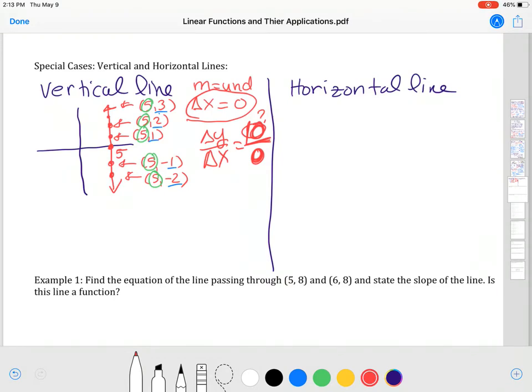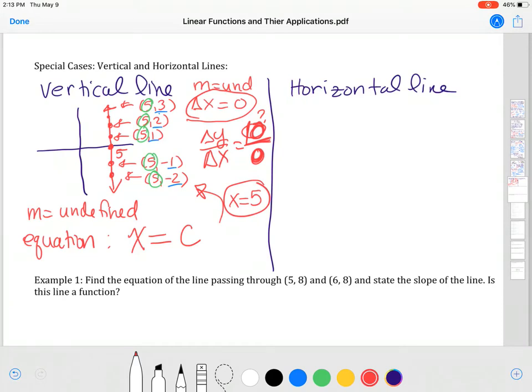Okay, now the equation. So we know the slope of a vertical line is undefined. The equation of a vertical line is always going to be x is equal to some number. We'll call it c for constant. So wherever it passes through, whatever value of x that is staying the same as that vertical line goes up, that is going to be your value of c. So in this particular case, my equation for this line is x equals 5.